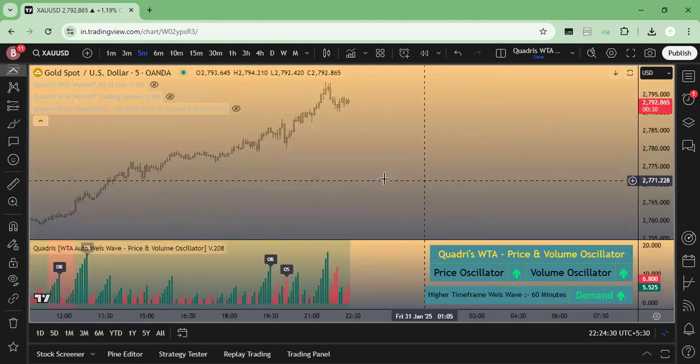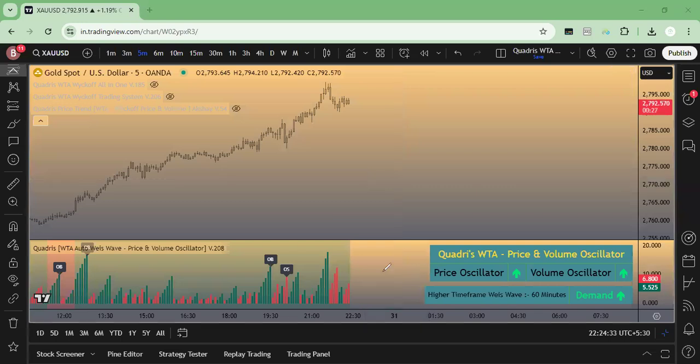So this 208 version comprises 4 to 5 indicators. This one with green pyramids and red pyramids. Red stands for supply, green stands for demand. This was developed by the late David Weiss.